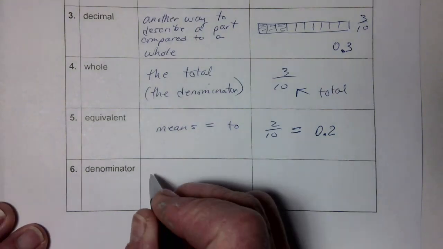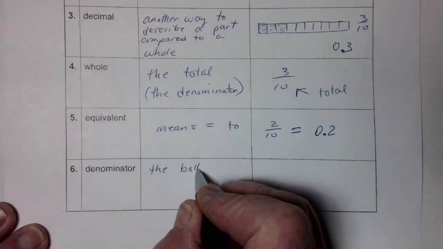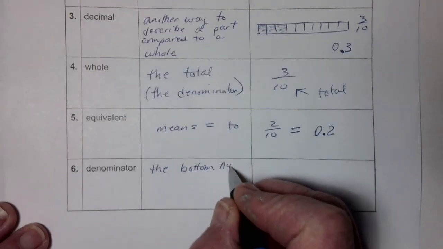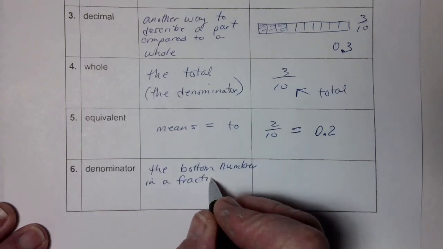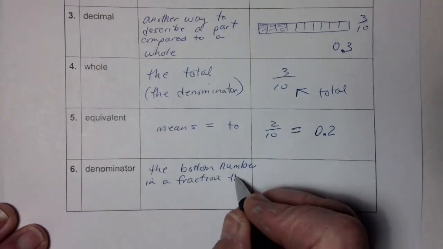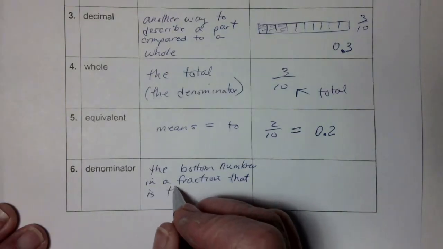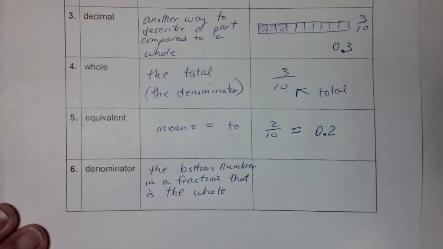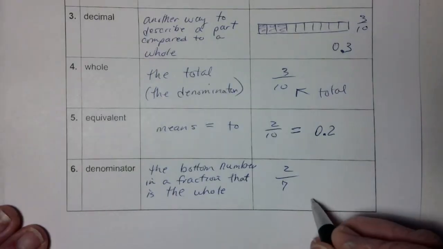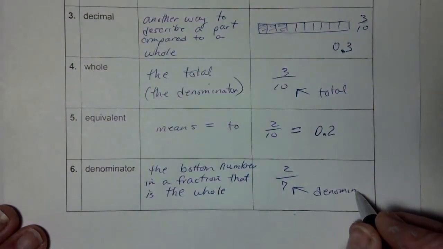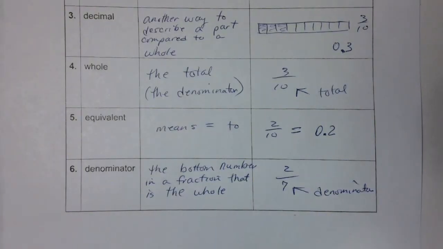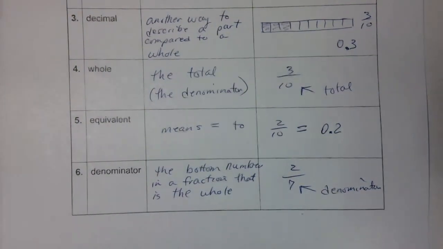Denominator. The bottom number in a fraction, that is the whole. 2/7, that's the denominator. That's the whole. Okay, that's a little review of how they're all connected.